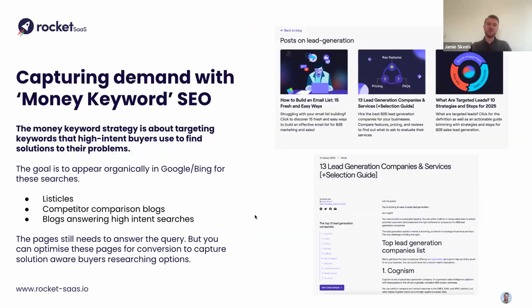And then finally, just to round off, I think this is also important for smaller SaaS businesses. It's going to vary depending on your business, but I think this is something that can be done for a relatively low cost depending on your setup, and that's capturing demand with money keyword SEO. So the money keyword SEO strategy is about targeting organic keywords that high intent buyers are searching to find solutions to their problems. And the whole goal is just to appear organically in Google and in Bing for these searches. You're going to use content like listicles, competitor comparison blogs, and blogs that just answer high intent search queries.